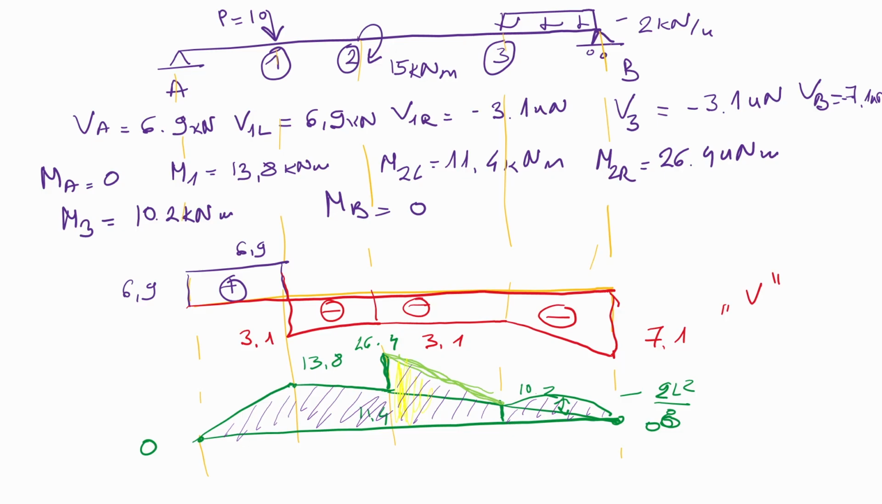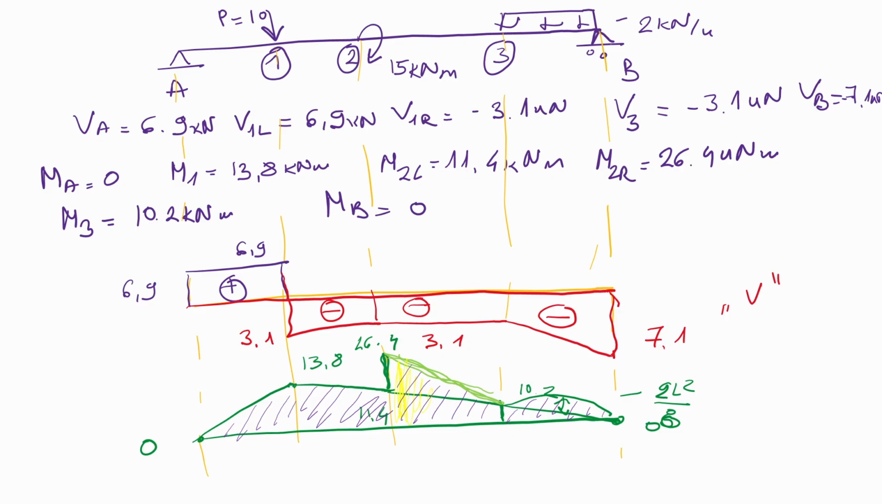Regarding the moment diagram, we have at point A 0, at point B 0. We calculated moment at point 1 to be 13.8. We connect 0 with 13.8, and we are done with the first point. The second point, we have M2L to be 11.4, so we are connecting 13.8 with 11.4. Then we have M2 right, which is 26.4. So we have to increase the value up to 26.4.